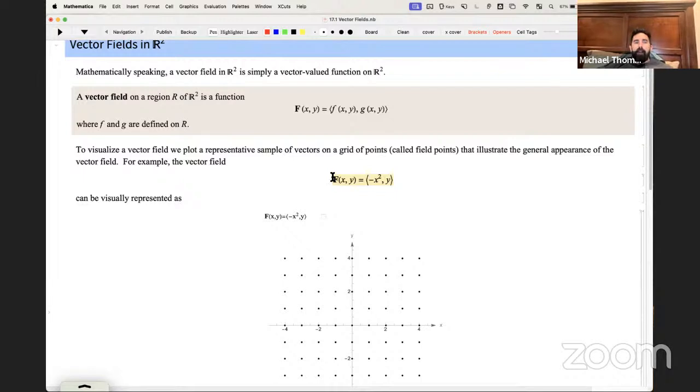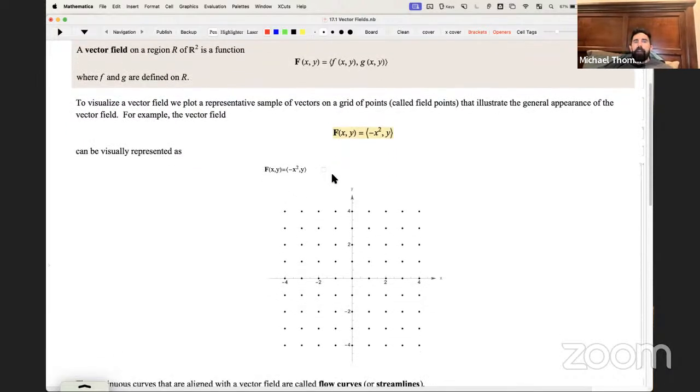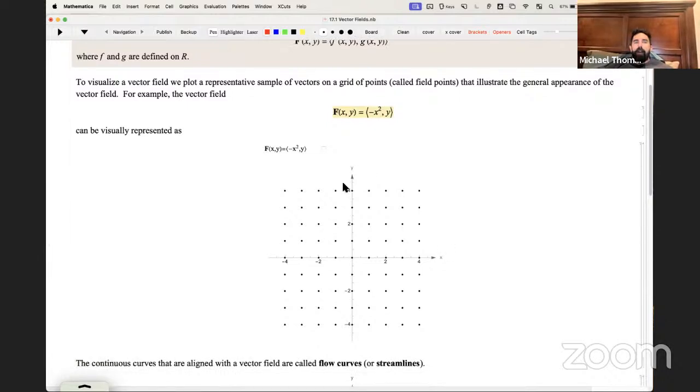All right, so how do you visually represent this vector field right here? Well, you can do it by first plotting a bunch of grid points and then calculating the vectors at each one of these grid points, like so. Now you might ask, how do you do this? Well, it's actually really easy. It takes a long time to do, but it's relatively easy.